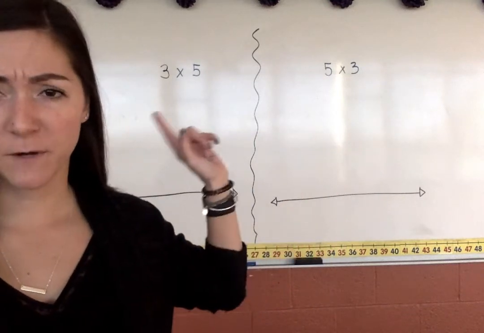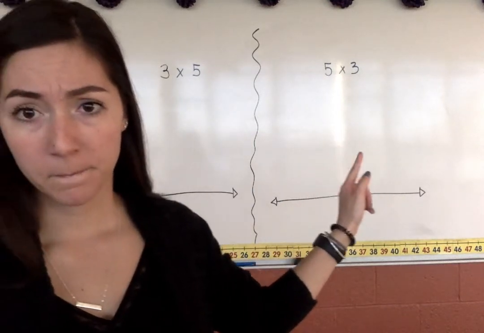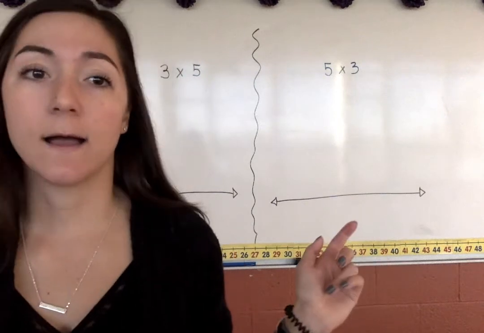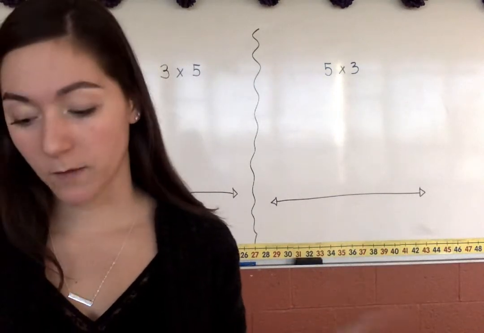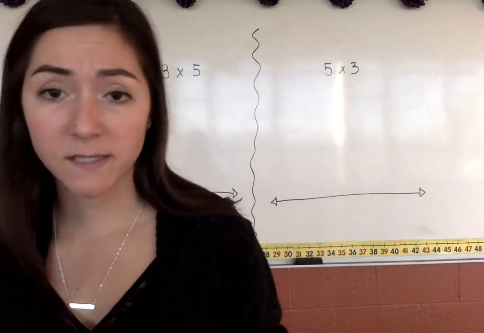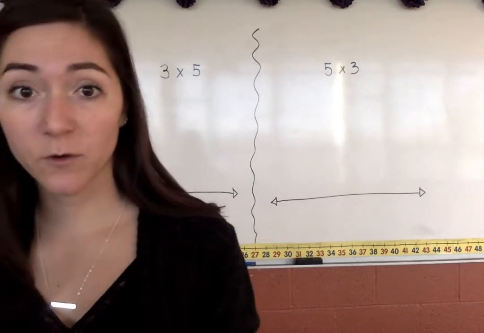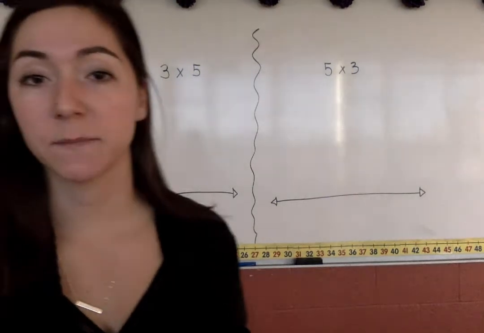For example, 3 times 5 and 5 times 3. They're different problems. Now we're going to explore if we would get the same product or a different product and why. We're going to show this by solving each on a number line. So I'm going to start with 3 times 5.